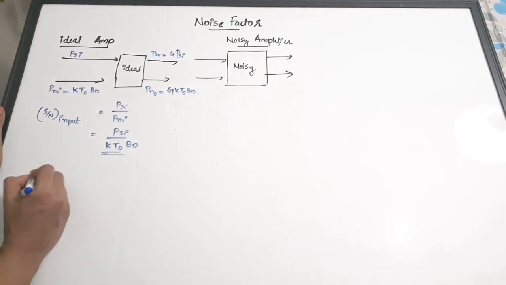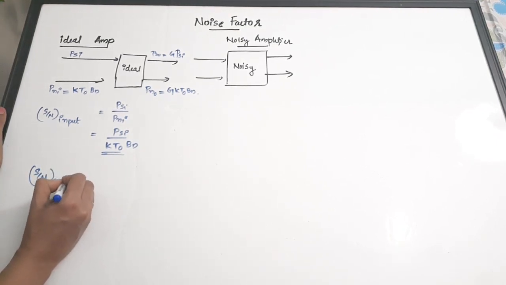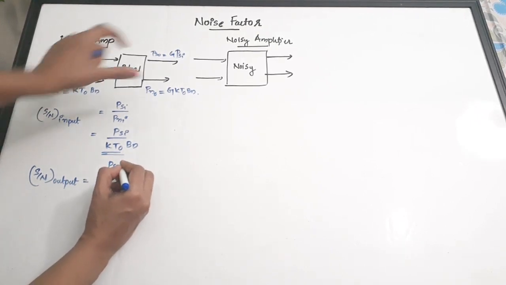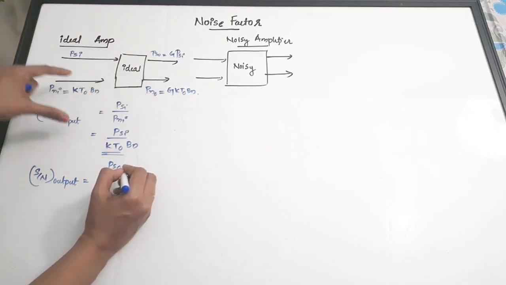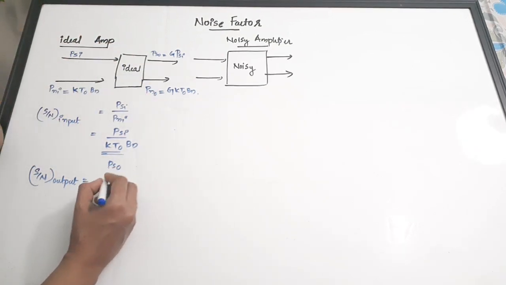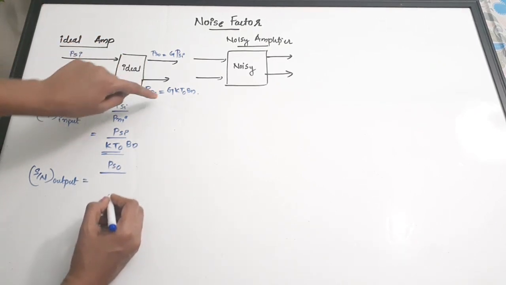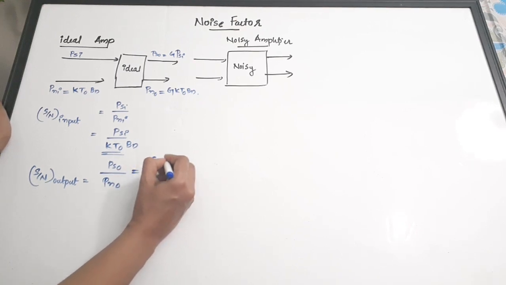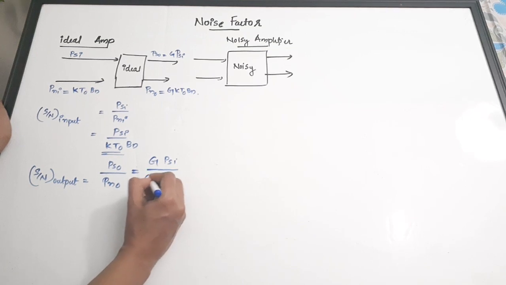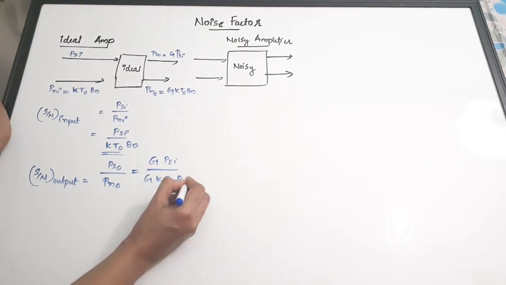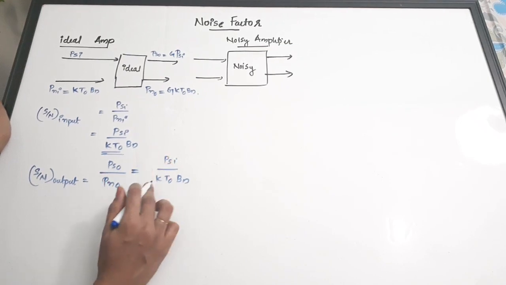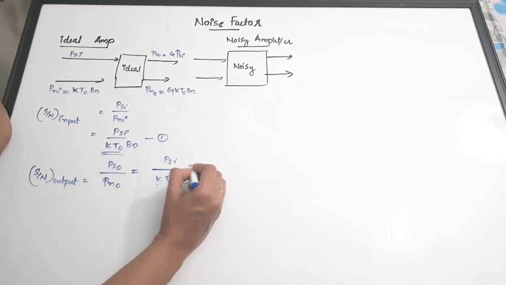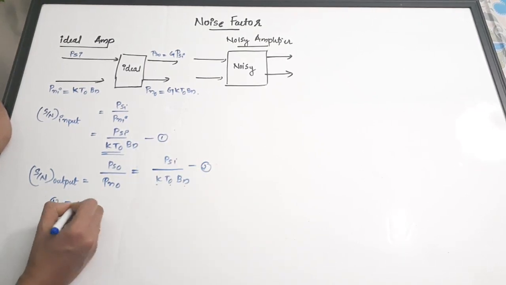Okay, now if you take the S by N output, what will be the value? We are going to take the signal to noise ratio at the output side. This is the signal to noise ratio at the input side. So for the output side, it will be PSO by PNO, which is G PSI by G into KT0Bn, right? If you cancel out both the G terms, you will be getting PSI by KT0Bn. Now this is equation number 2, and equation 1 is equal to 2, right?